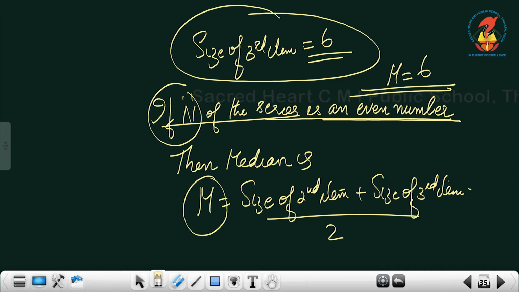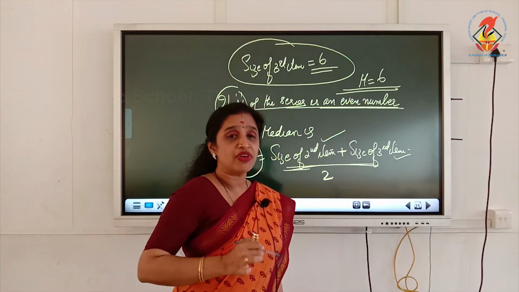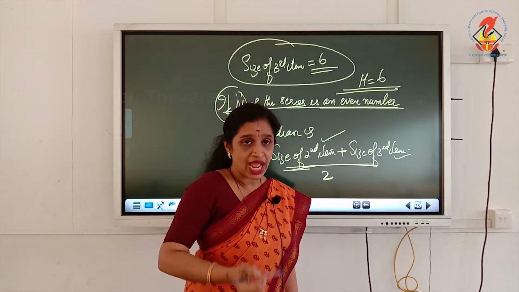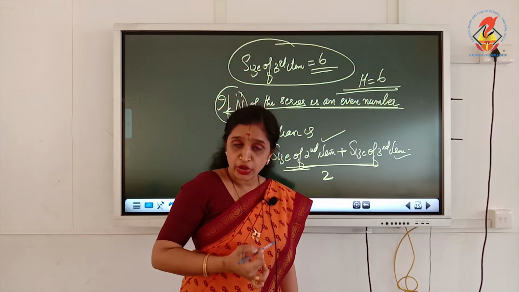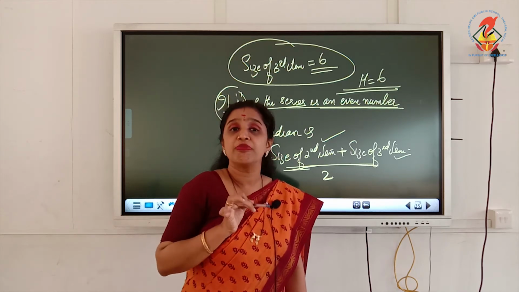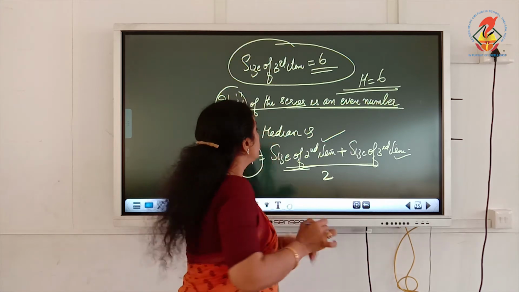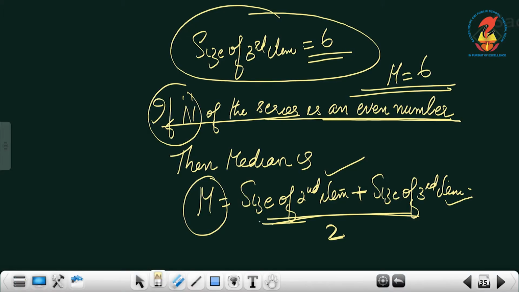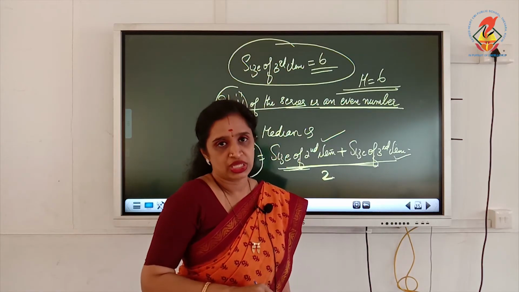we have to use the following formula: M is equal to size of second item plus size of third item divided by 2. So if n is an even number, if it is added with 1, you will be getting an odd number. Then it is divided by 2, you will be getting your answer in decimal points. In that situation, use this formula: M is equal to size of second item plus third item divided by 2, instead of using size of n plus 1 by 2th item.